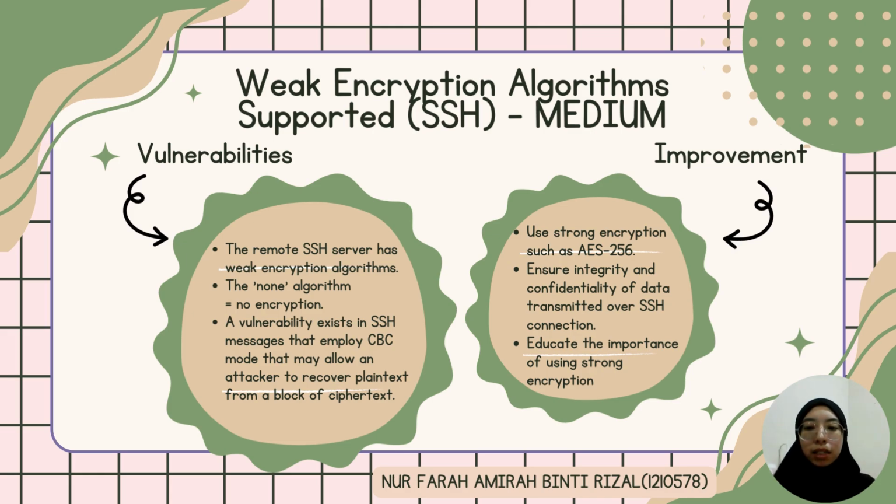A vulnerability exists in SSH messages that employ CBC mode that allows an attacker to recover plain text from a cipher text. Next, to improve this, the SSH server should be configured with strong encryption such as AES 256-bit keys to ensure the integrity and confidentiality of the data transmitted over the SSH connection. Next, educating system administrators and users about the importance of using strong encryption to protect sensitive contact information is also important as an improvement made.